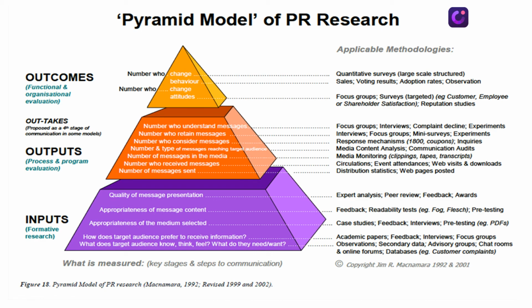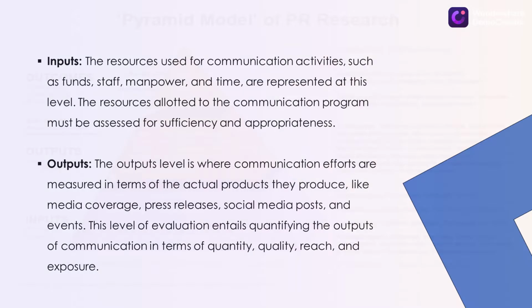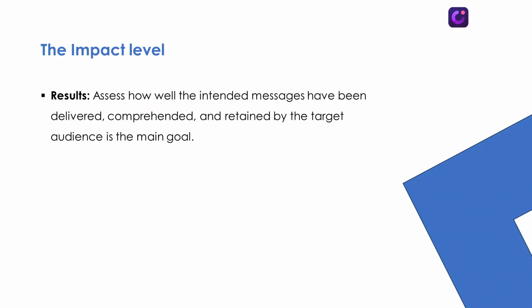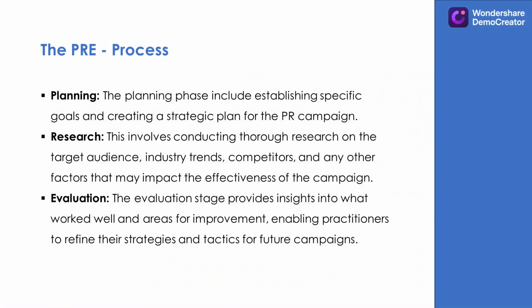So let's go to the next model we'd like to look at. These inputs and outputs are referring to what we talked about in the McNamara model. Now let's look at the PRE process, which is by the CIPR. The PRE stands for Planning, Research, and Evaluation. It's similar to what we have already discussed in other models. So let us look at this PRE process pictorially.